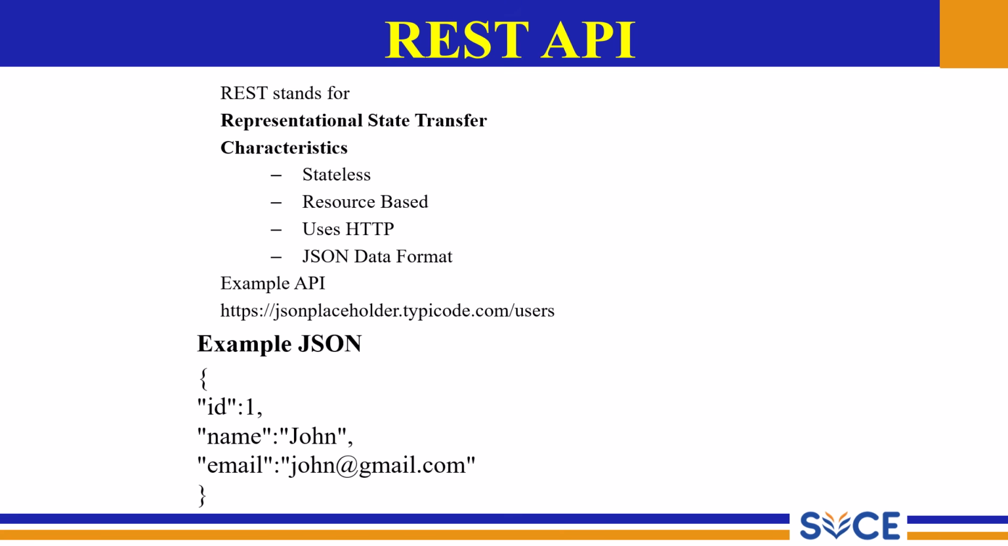These methods clearly indicate the requested operation. Fourth, JSON format. Most REST APIs return JSON. JSON means JavaScript Object Notation. JSON is lightweight, easy to read, and supported by almost every programming language.